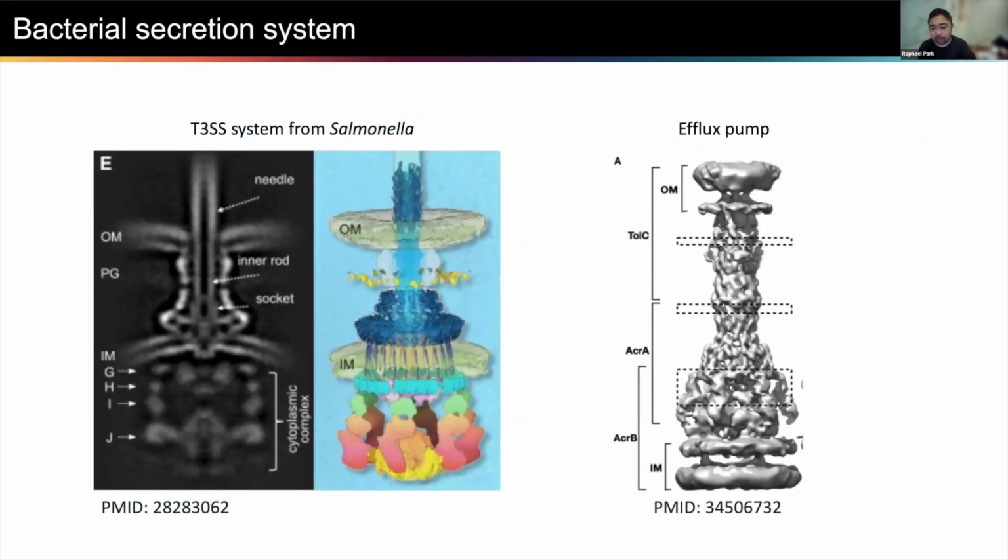Just as an example, cryo-ET has been very valuable in studying the structure of bacterial secretion systems. These are nanomachineries that cannot be purified as an entire complex. So the only way to really study the structure of this type of complex is by looking at it in the cell in the most native environment. We have two examples: one is the type 3 secretion system from Salmonella, and also an efflux pump. I believe this is from E. coli.